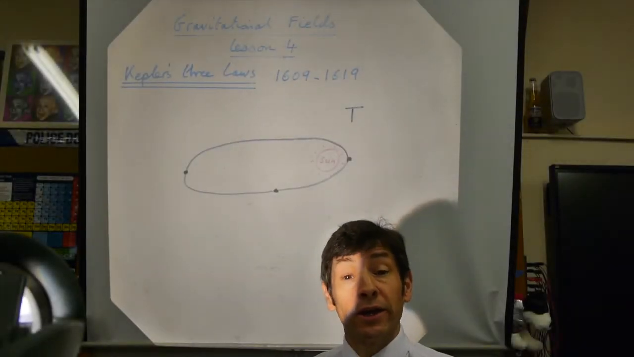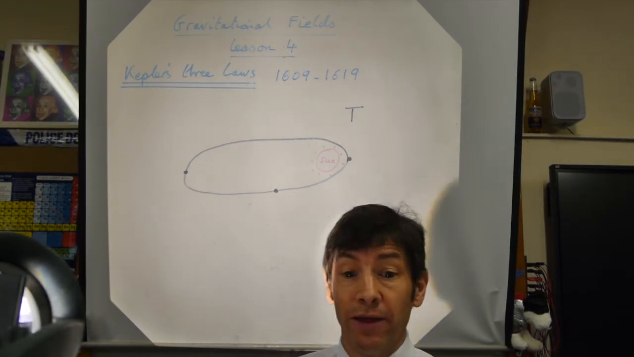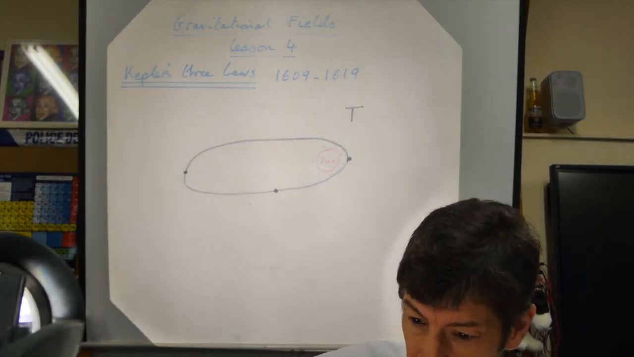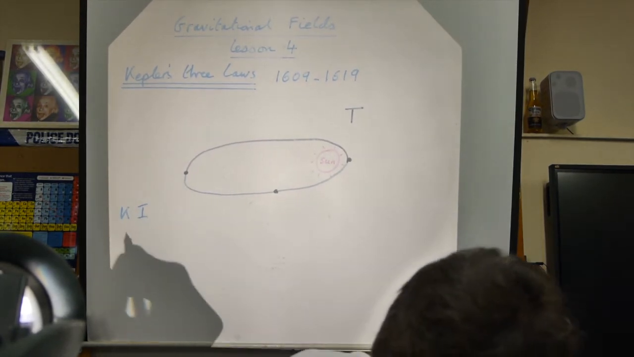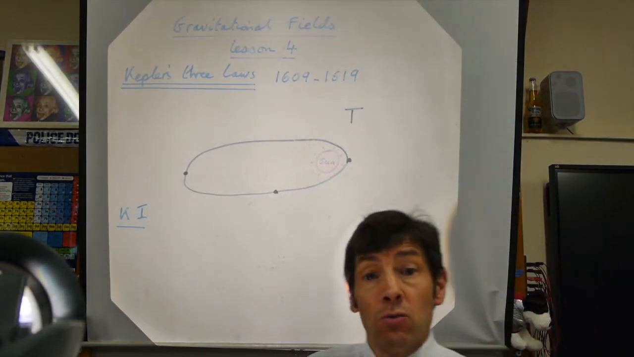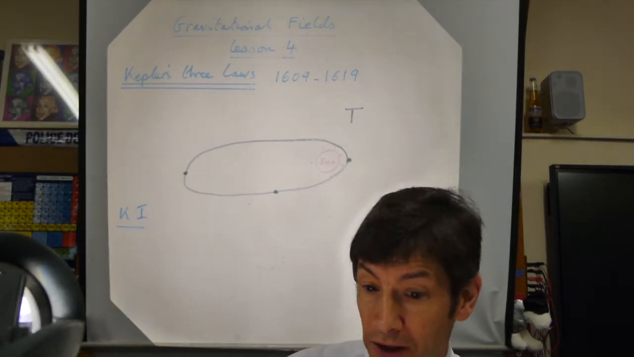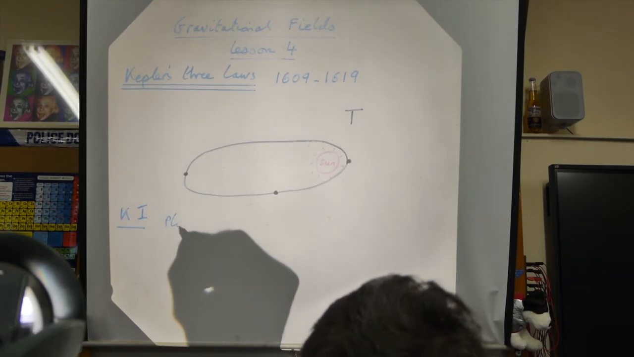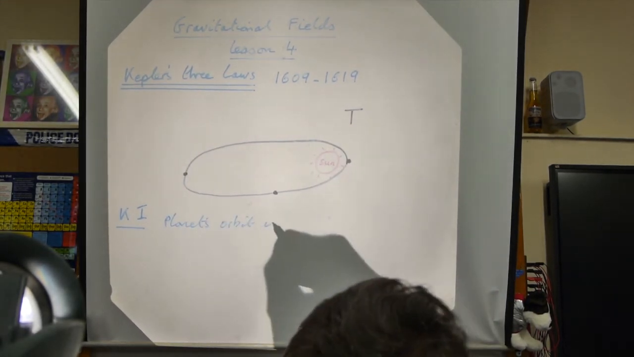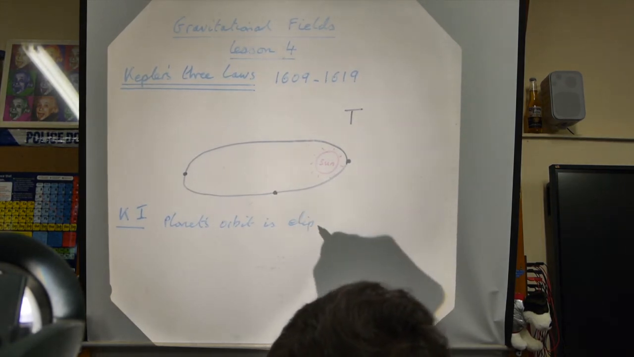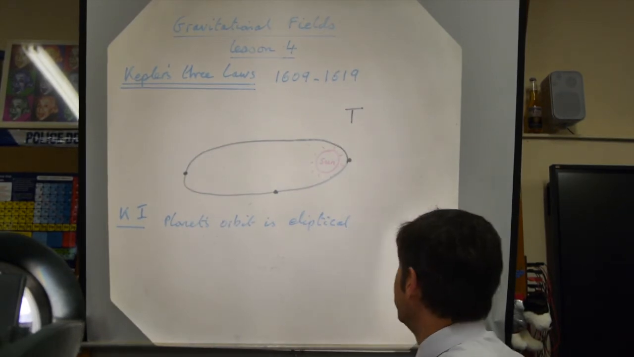So now let's look at what those three laws were, and it's good to look them up and learn them. Okay, so Kepler's first law. So I'll just put Kepler 1. There it is. Well, what he said was that the orbits are always elliptical shape. So a planet's orbit is elliptical. That's the first thing, or it's an ellipse.